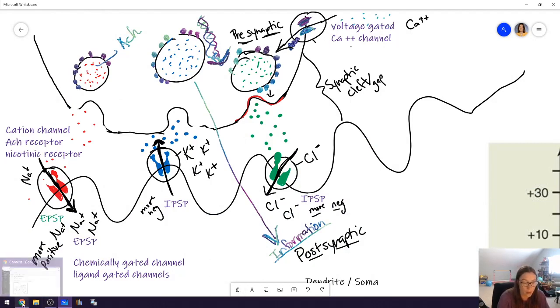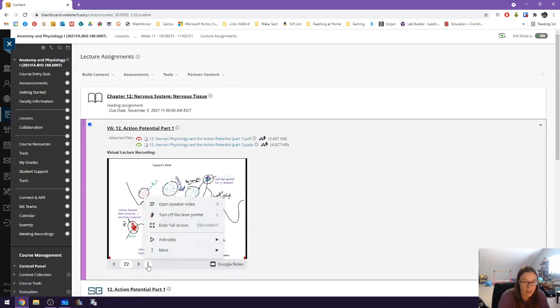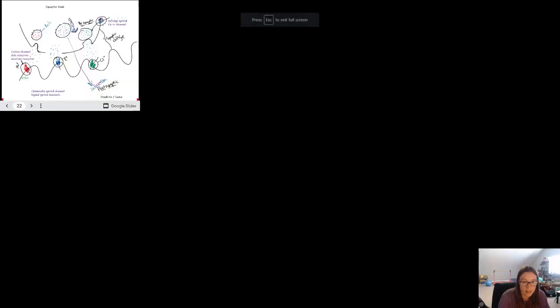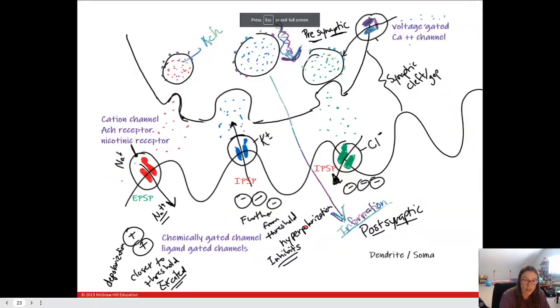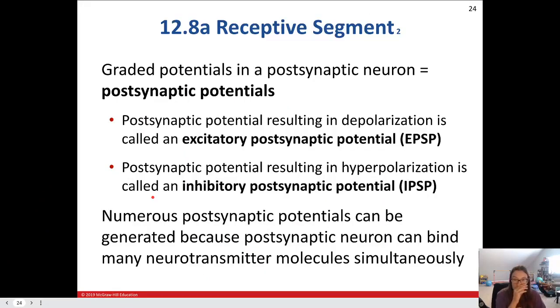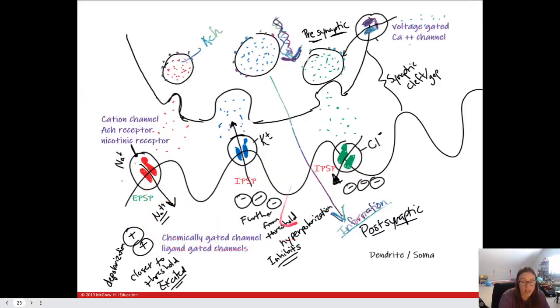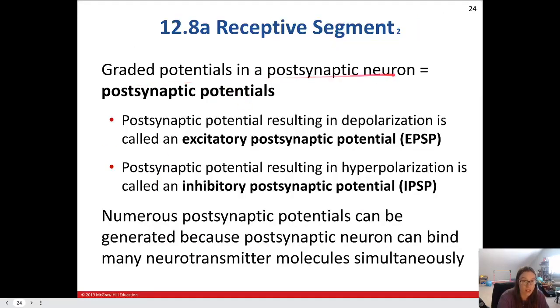All right, so let's go back to our lecture. As I said, we have graded potentials in a postsynaptic neuron. We call them postsynaptic potentials. So that's exactly what we were just talking about. These things right here, where I said it gets more negative or more positive, are graded potentials that are being created in the postsynaptic cell. And so these graded potentials in the postsynaptic neuron are called postsynaptic potentials.